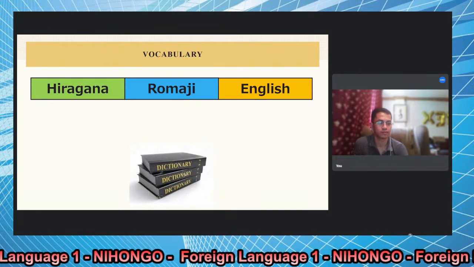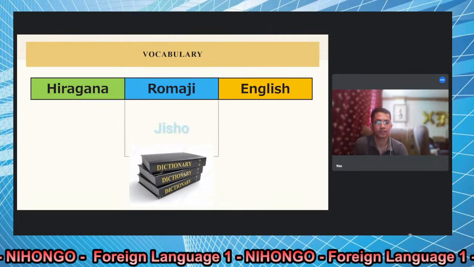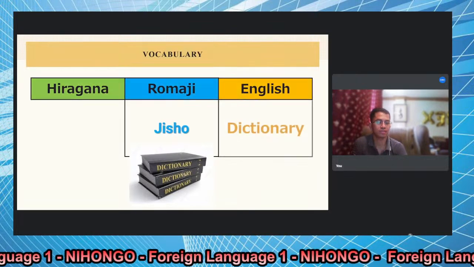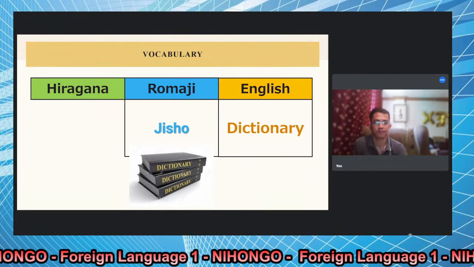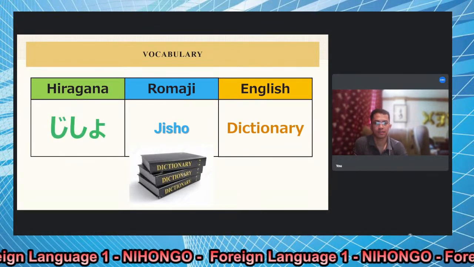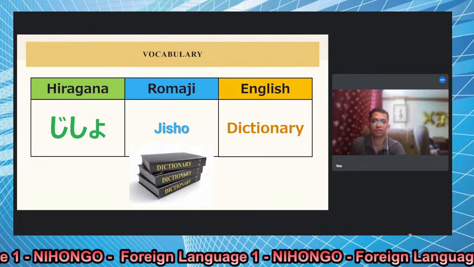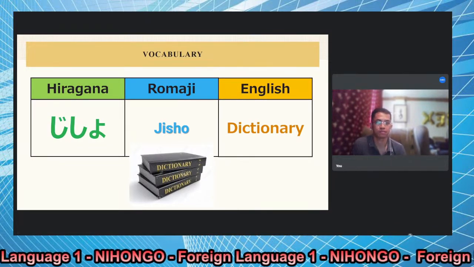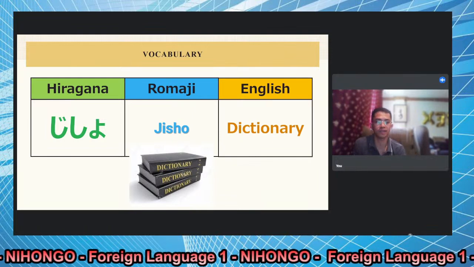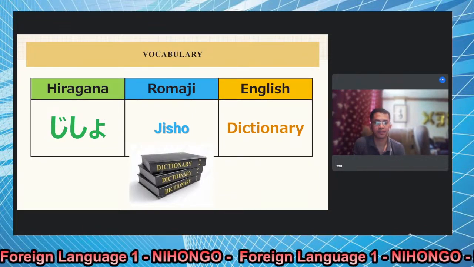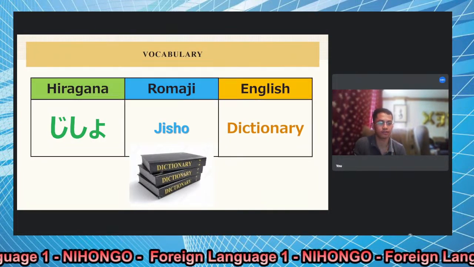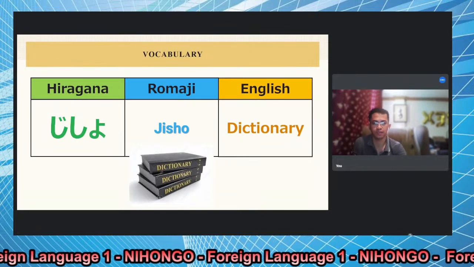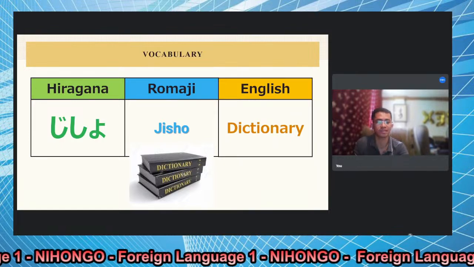Next word. Dictionary. Jisho in Japanese. So jisho is dictionary in English. And it's written as ji, shi, and then small yo. With this word, i-discuss ko din yan kung bakit merong sho na sound in Japanese. So, we're going to discuss that further in our discussion. Okay? So, wag nyo munang stressin ang sarili nyo dyan.